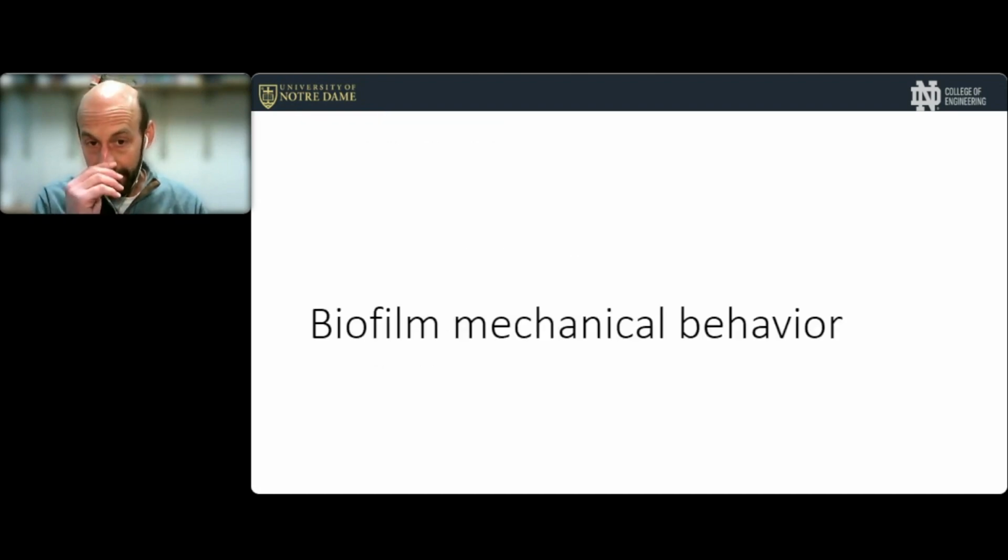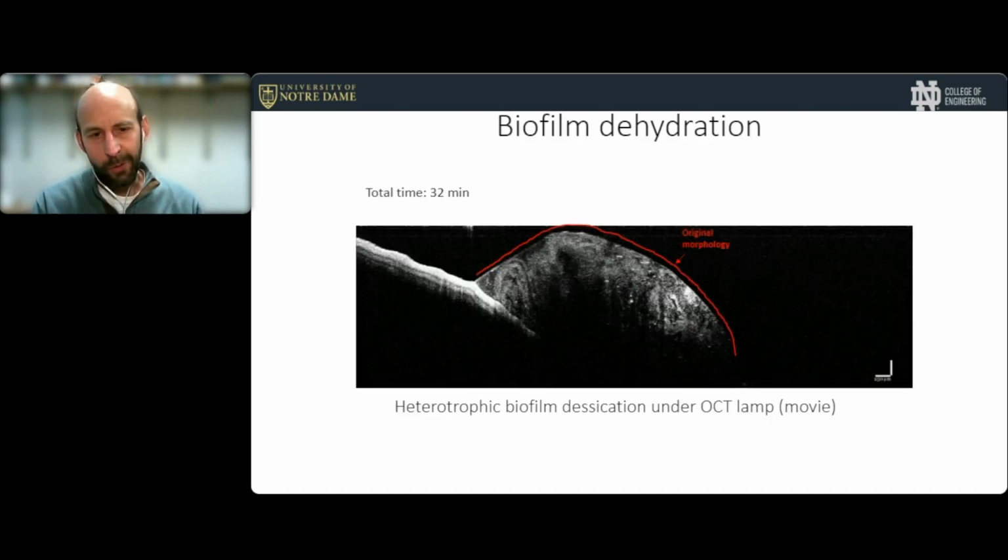So I'd like to also say a few things about a special approach we use to study biofilm deformation. So I guess early on, we were really impressed with an image that we saw of a biofilm desiccate. So here's a picture of a biofilm, and in real time, under the OCT lamp itself, we found the biofilm shrink, like visibly shrunk within half an hour.